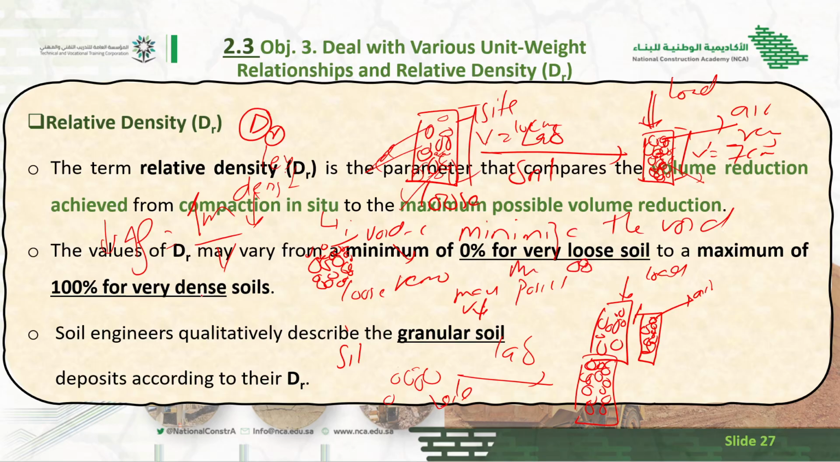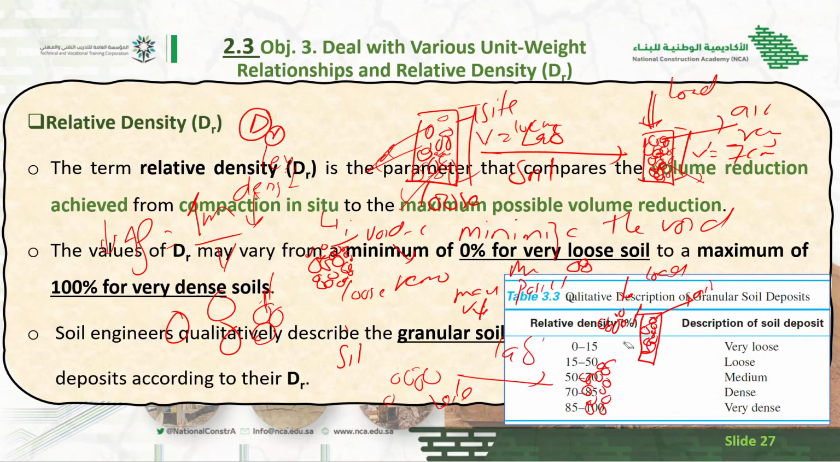For example, this is particle 1, 2, 3. We can reduce the gaps. When we zoom in, there is still a gap, but we can reduce the gap by means of compaction. So this is the concept behind relative density.